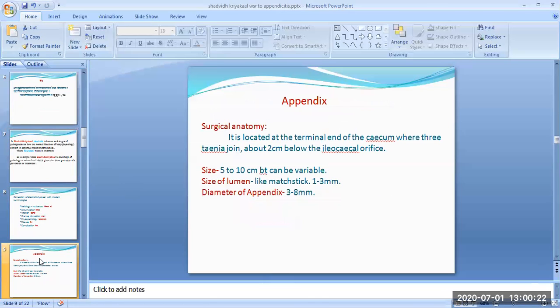Appendix. Surgical anatomy: it is located at the terminal end of the cecum, where three taeniae join about 2 cm below the ileocecal orifice. Size is 5 to 10 cm, but can be variable. The lumen is about the size of a matchstick, with a diameter of about 3.8 mm.